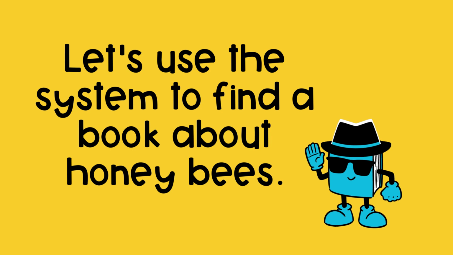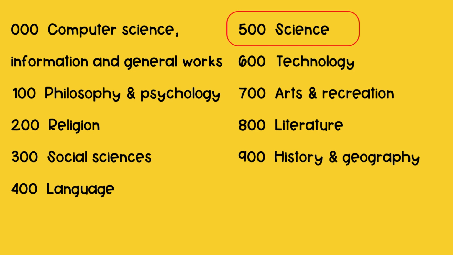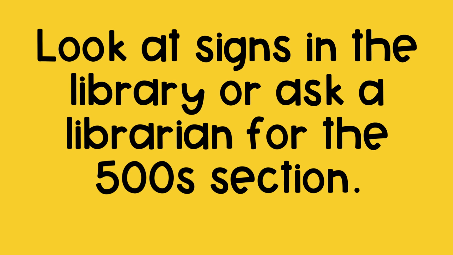Let's use the system to find a book about honeybees. I know that a honeybee is an insect. I know that we study insects in science. Books about science will be marked with a number that is in the 500s. Look at signs in the library or ask a librarian for the 500s section.